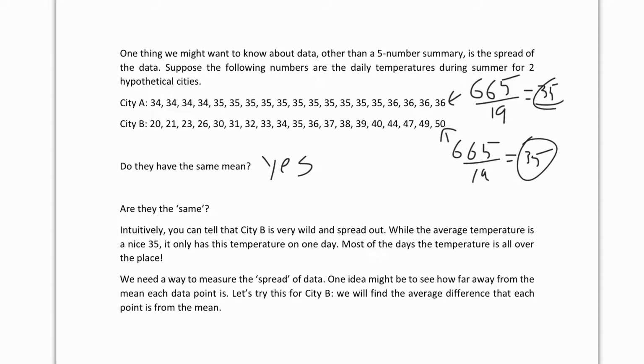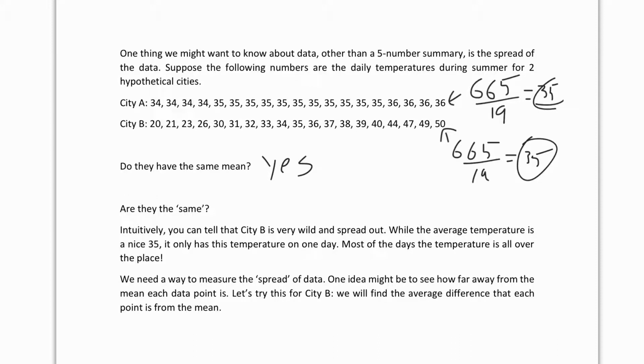And so we need a way to measure the spread of the data. Because sure, you got a 35 there, but that doesn't seem like what's going to be happening most of the time. It seems like the data is very spread out, all the way up to 50 and all the way down to 20. So we need to figure out a method for this. How could we measure the spread?